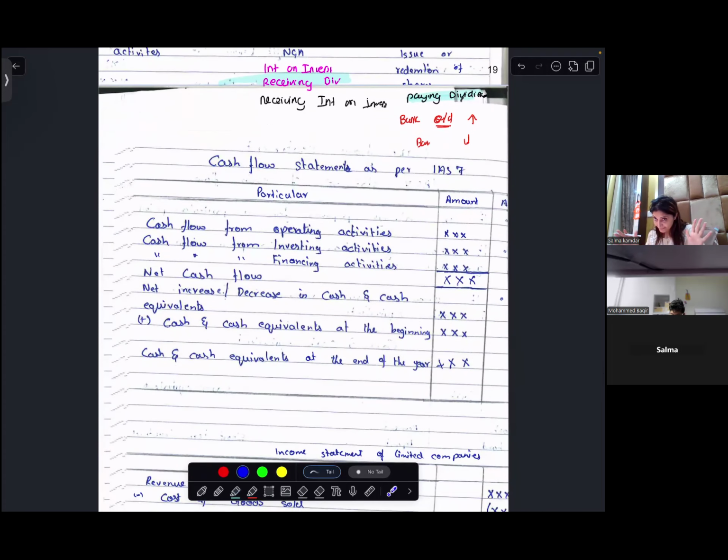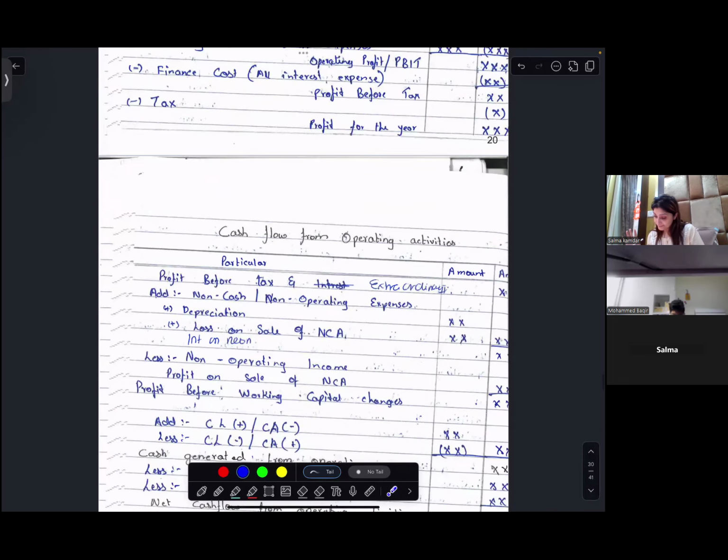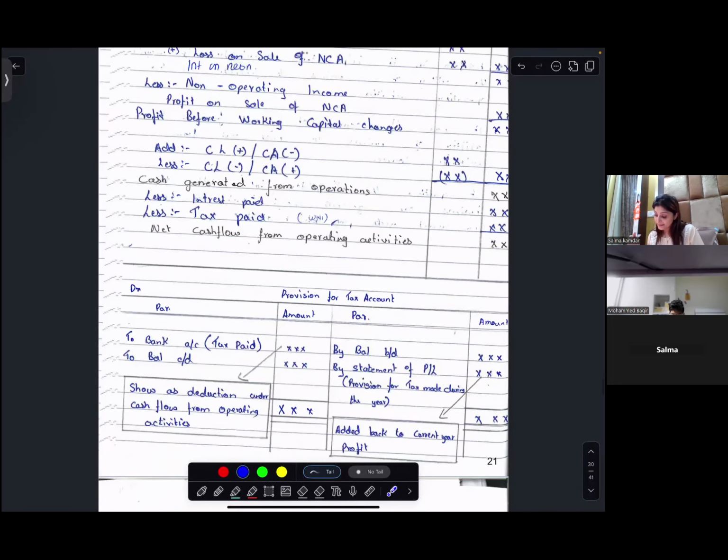Are you with me? You get cash flow from operating activity, investing activity, financing activity. You get net cash flow, that is a total of all the three. In this, you add your cash and cash equivalent at the beginning, that means your opening cash balance. You should arrive at your closing cash balance. Are you with me?